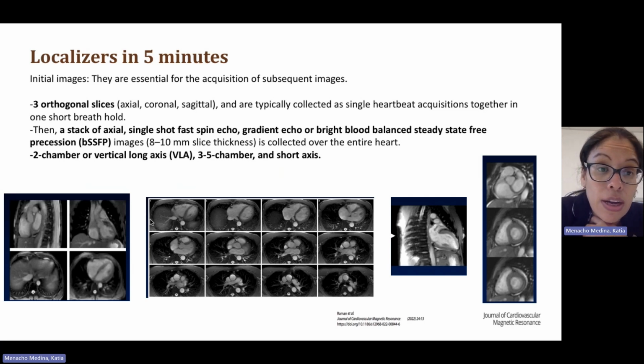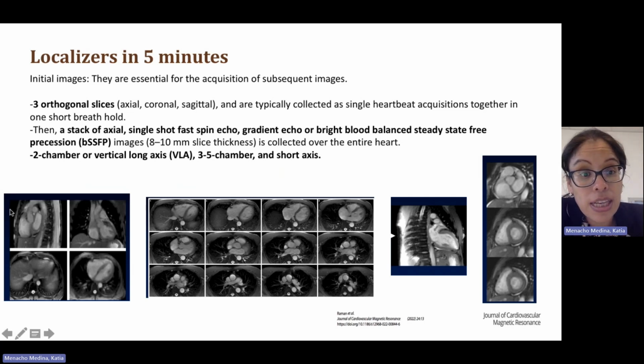For example, in the localizers, usually we do 3 orthogonal slices, axial, coronal, and sagittal. And the thing is that if the radiographer is well trained, we can do the isocentering only during the positioning of the bed, and then start doing the other sequences, so we don't need to repeat again. So it's very important for the radiographers to be familiar with the scanner and the correct isocenter positioning of the patient. Then we will go for an axial single shot fast spin echo or gradient echo in bright blood or dark blood to cover the entire heart and also cover the extracardiac anatomy.